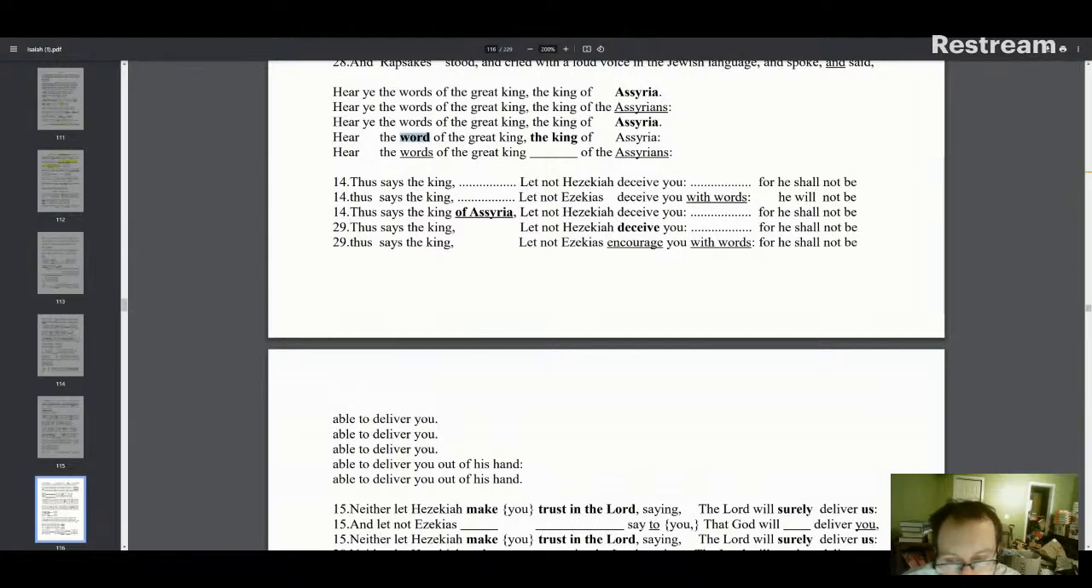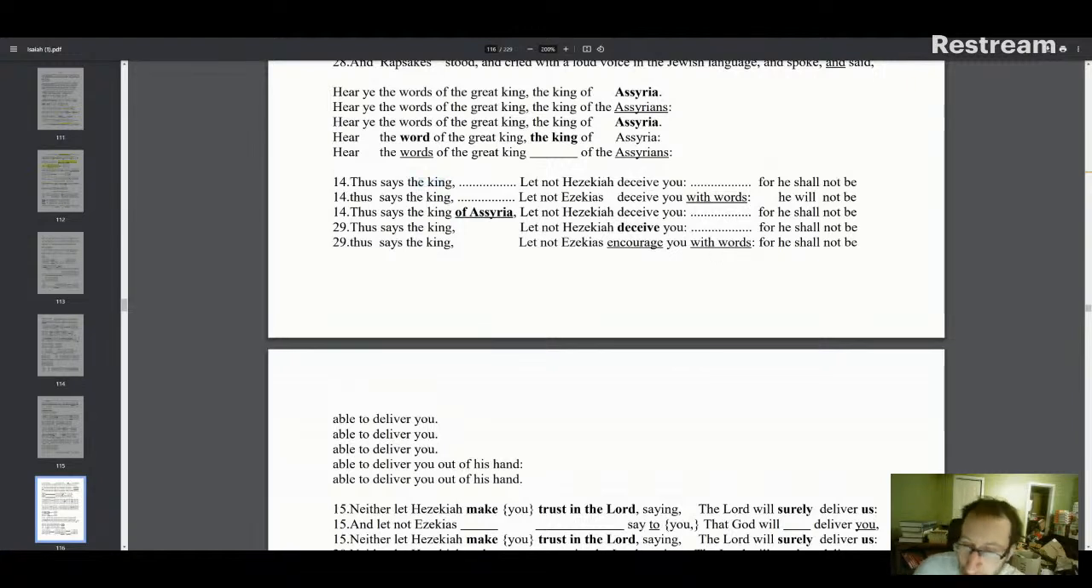We have in Second Kings singular word, but all the other versions say words, plural. The Dead Sea Scrolls is the only one of Isaiah that says king of Assyria. All the other ones just say thus says the king. So probably thus says the king is the correct reading.